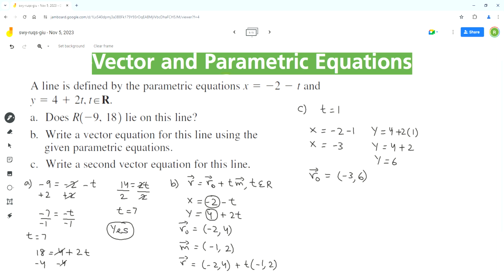Now we can write the vector equation using this position vector. So this is the second vector equation for this line. So these are the steps you have to keep in mind to solve a problem like this one.